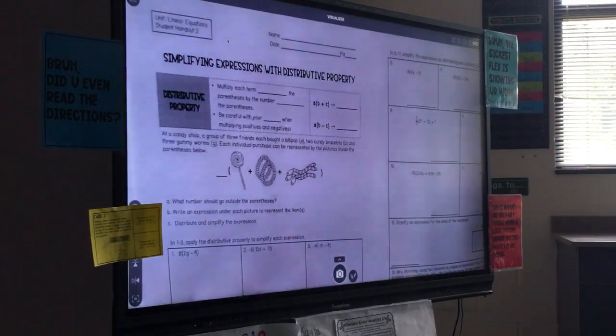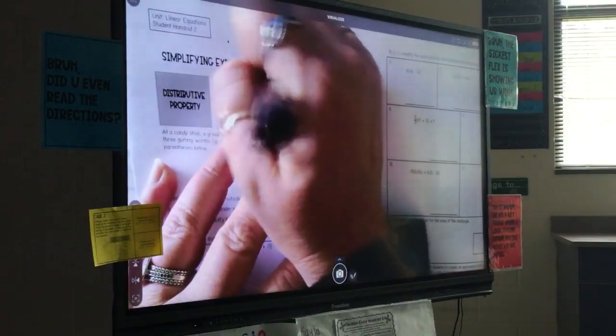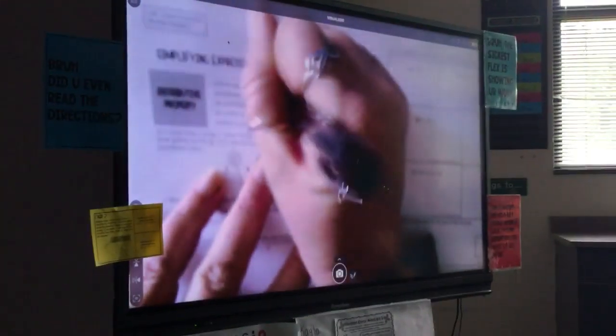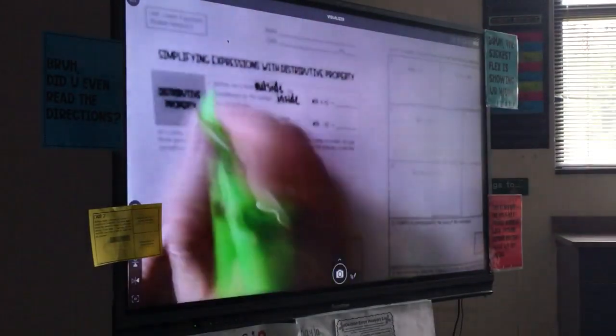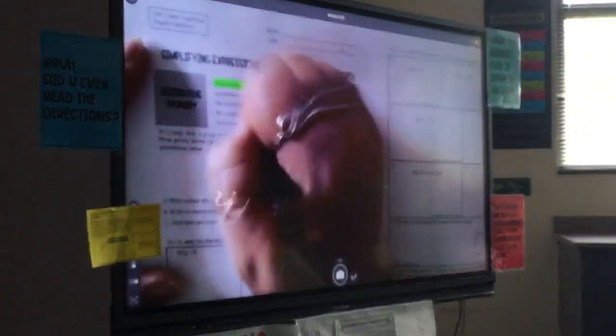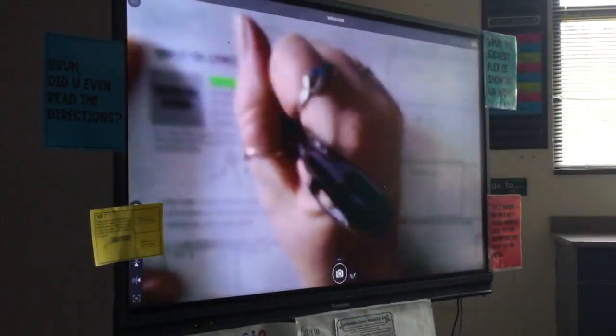All right, so multiply each term outside the parentheses by the number inside the parentheses. Be careful with your sign when multiplying positives and negatives.